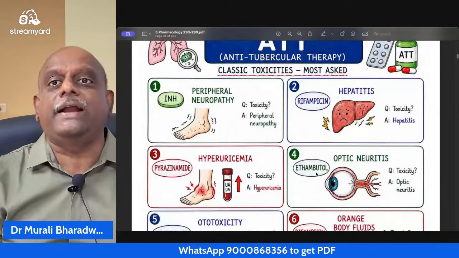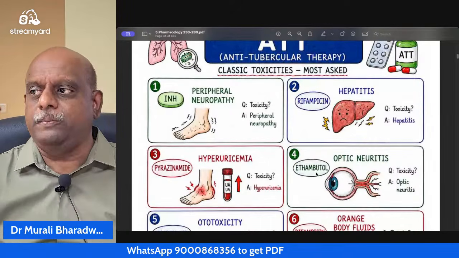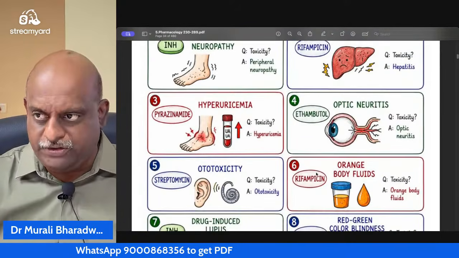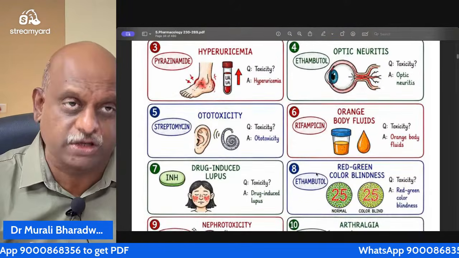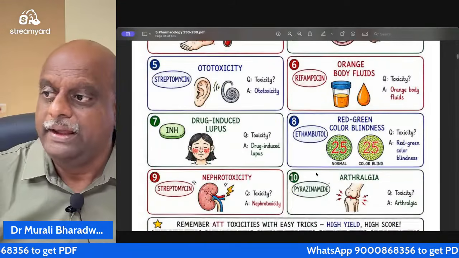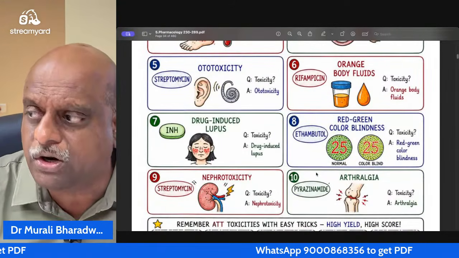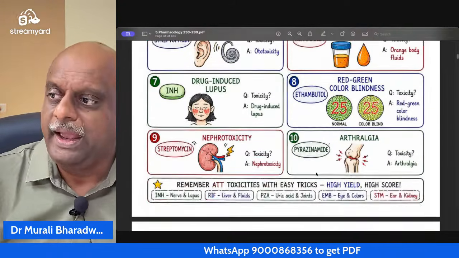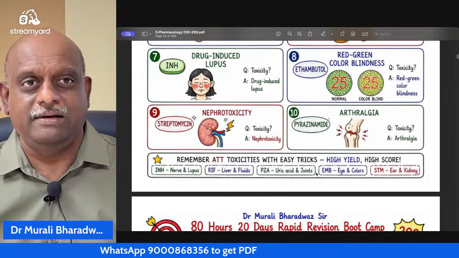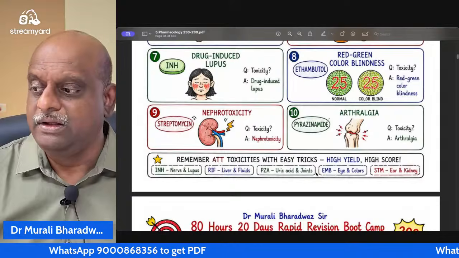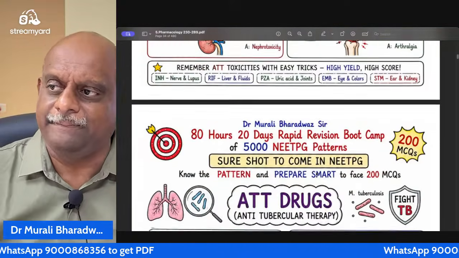So now the side effects. INH, peripheral neuropathy; rifampicin, hepatitis; hyperuricemia in pyrazinamide; ethambutol, optic neuritis; and streptomycin's ototoxicity; and drug-induced lupus caused by INH, and arthralgia in case of pyrazinamide. So these are the favorite side effects which are asked in the exam.